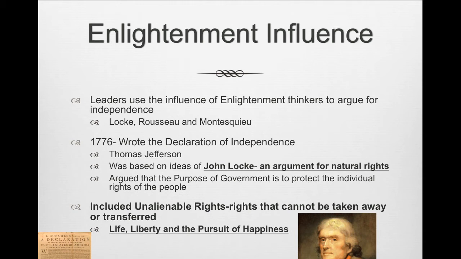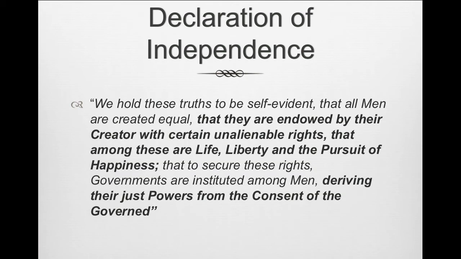The Declaration of Independence includes those unalienable rights, and as you know from 8th grade, an unalienable right is a right that cannot be taken away or transferred in any way. And the 3 unalienable rights that Jefferson includes in the Declaration of Independence are life, liberty, and the pursuit of happiness. This is an excerpt from the Declaration of Independence, and while you are listening to me read this, I want you to think about where John Locke would have influence in this document.